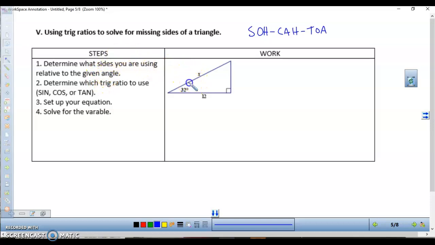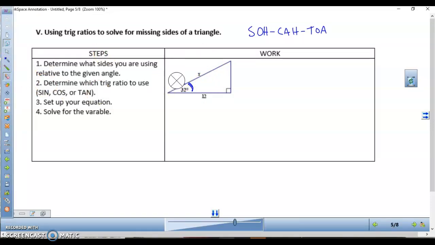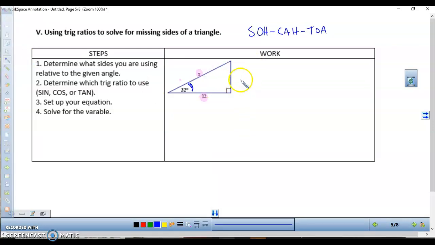Here's what I mean. Here's the angle. Boom. And here are the sides that I'm dealing with. This one and this one. So notice how I got nothing over here. I'm not trying to find it. I don't have it, so I don't care about it. So what is x relative to this angle? Well, it is the hypotenuse. What is 12, this side, relative to this angle? Well, it is the adjacent leg. That is step one. What side you got? We got the adjacent, we got the hypotenuse.